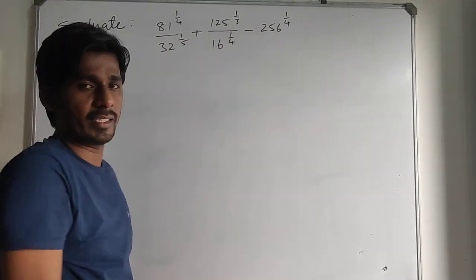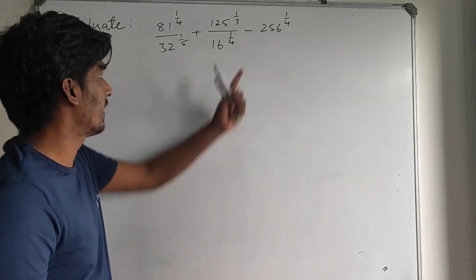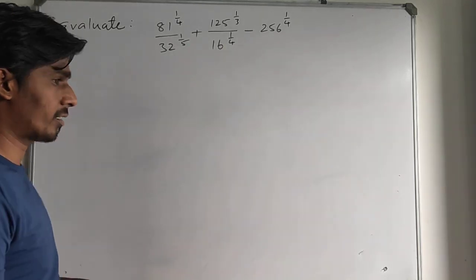What was there in the last sum? There was multiplication, so we could easily cancel them. But here there is what? Addition in between. So let's try to solve this one.